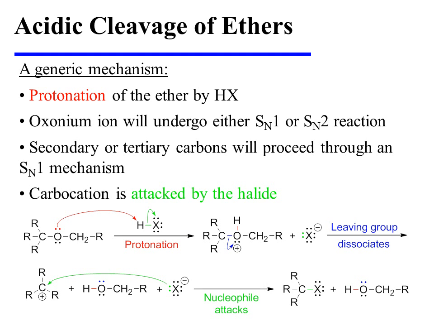The reaction begins with the protonation of the ether by HX. The oxonium ion thus formed will then undergo either SN1 or SN2 reaction. Secondary or tertiary carbons will proceed through an SN1 mechanism, while primary or methyl centers will undergo SN2 reaction.